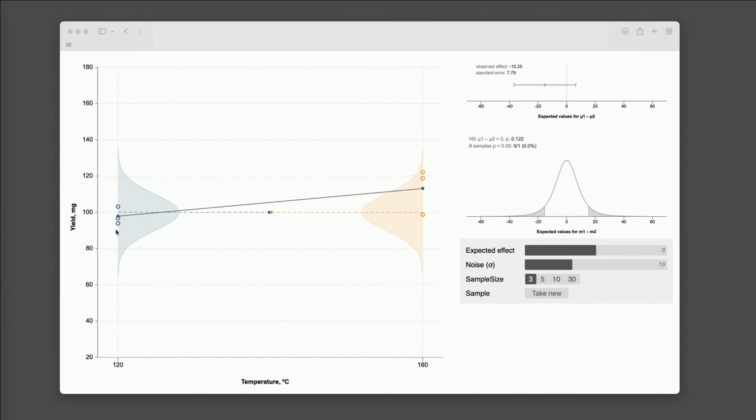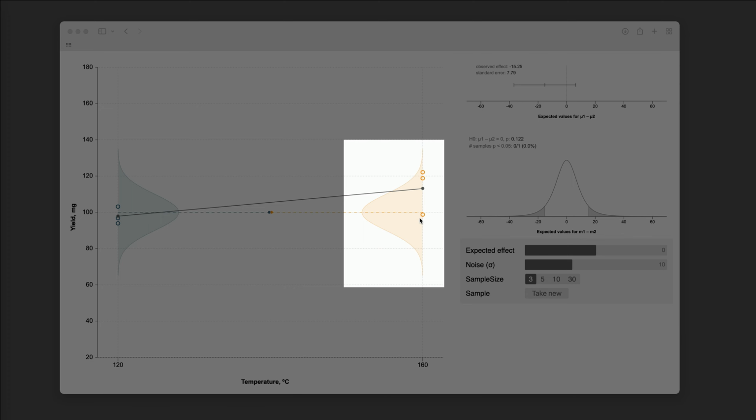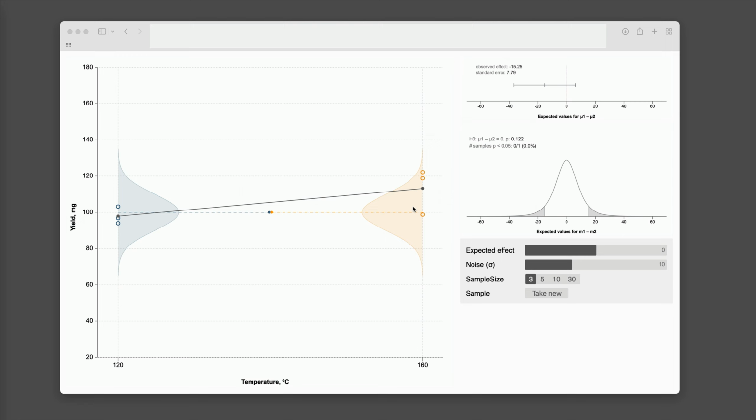And then this is the second population. These are all possible outcomes of a process if you run it at 160 degrees. And you can see that by default, at the beginning, it also has an average outcome equal to 100 milligrams. So it means that temperature actually doesn't have an effect on the yield. It doesn't matter at which temperature you run the process, the average outcome will always be the same, and it's 100 milligrams. This is the expected outcome.